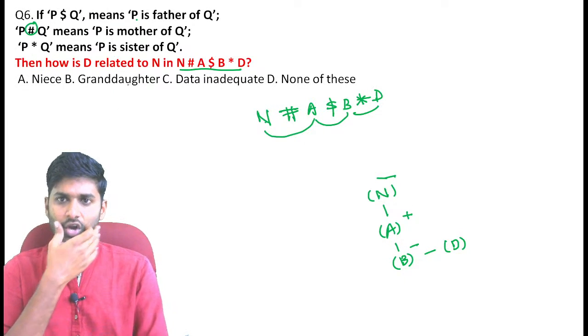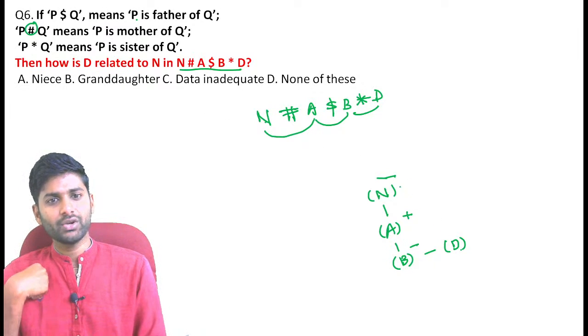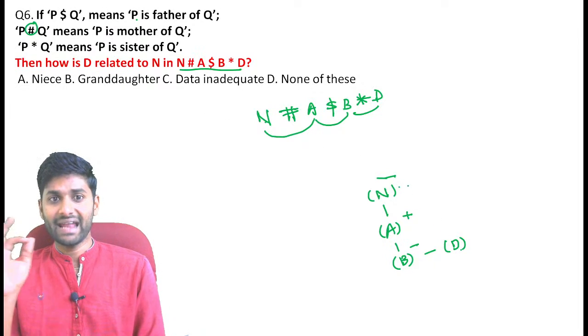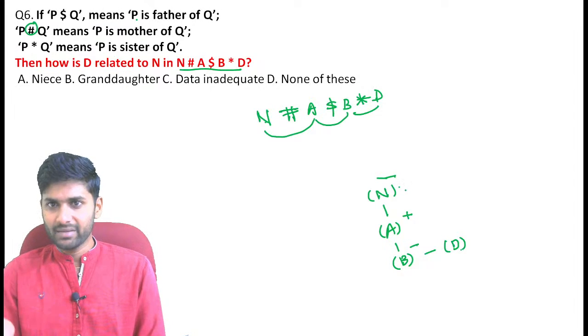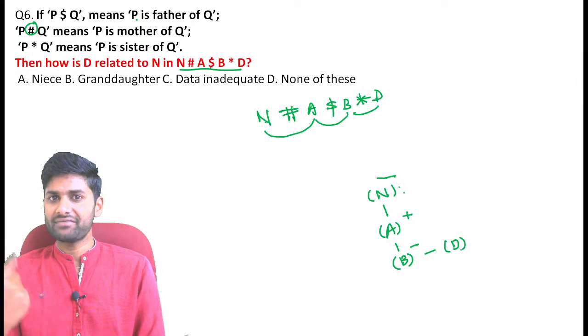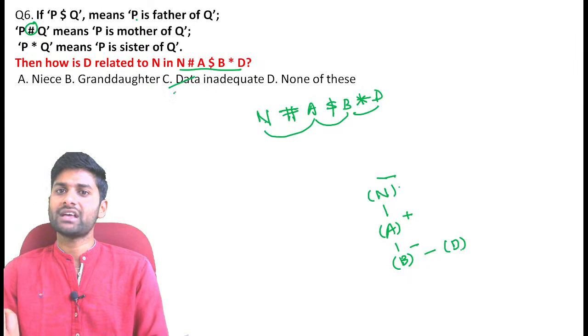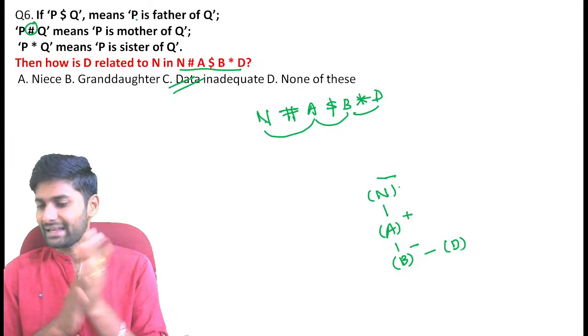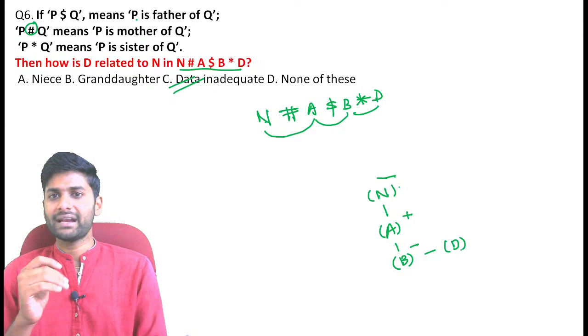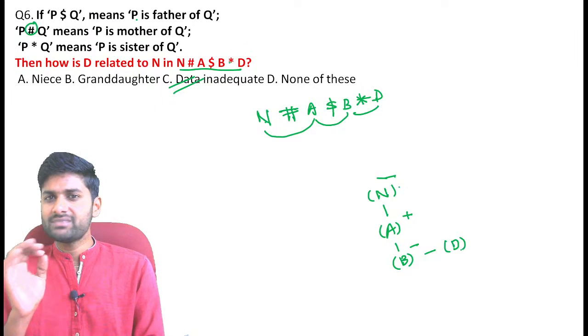Then see the question here: how is D related to N? D is related to N as a grandchild, guys. Grandchild means either granddaughter or grandson. Still we are not confirmed, so you can choose the answer data is inadequate.